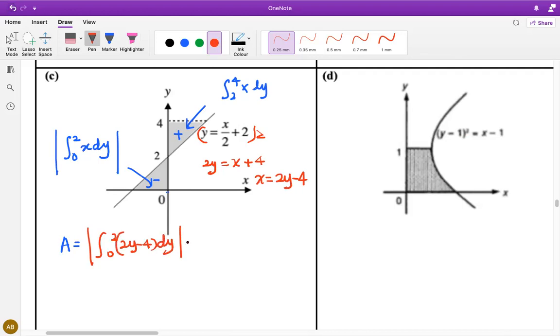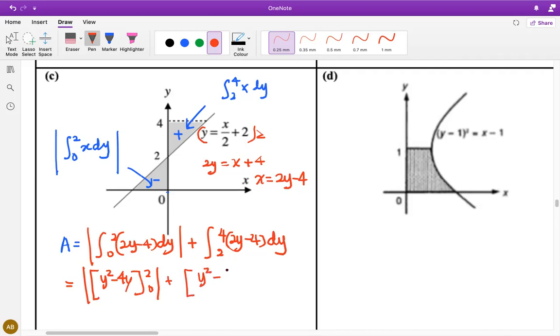dy plus integrate 2 to 4, 2y minus 4 dy. Okay, equals, okay, so you integrate, so you get y squared minus 4y from 2 to 0, plus y squared minus 4y from 4 to 2, okay? So you should get your answer.